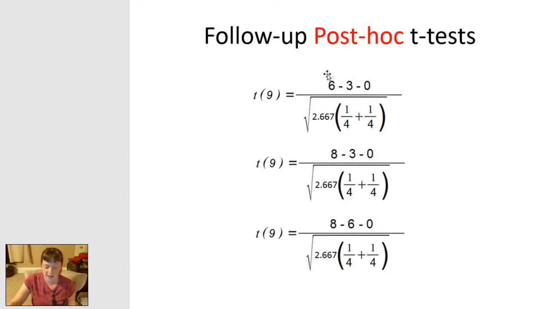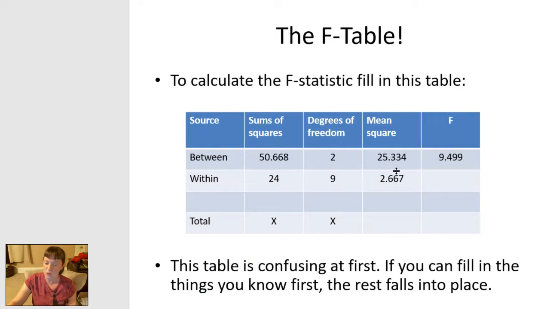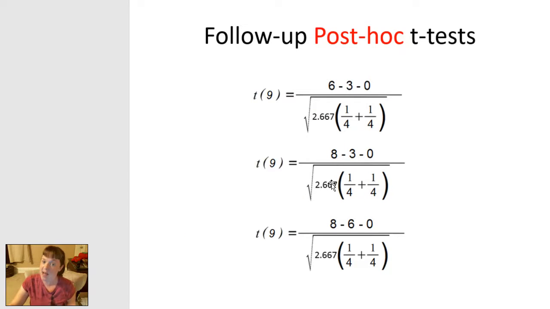And what I plug in is baby sample size, which is 4, right, for all of the groups. So I'm going to have 1/4, 1/4, because there were 4 people in each group. Then I go to my ANOVA table, and I find my mean square within. There it is, 2.667. And I then plug it in instead of pooled variance. Hooray! I no longer have to calculate pooled variance. I just have to use the mean square within, which is my error variance. And so now these are the three different t-tests.